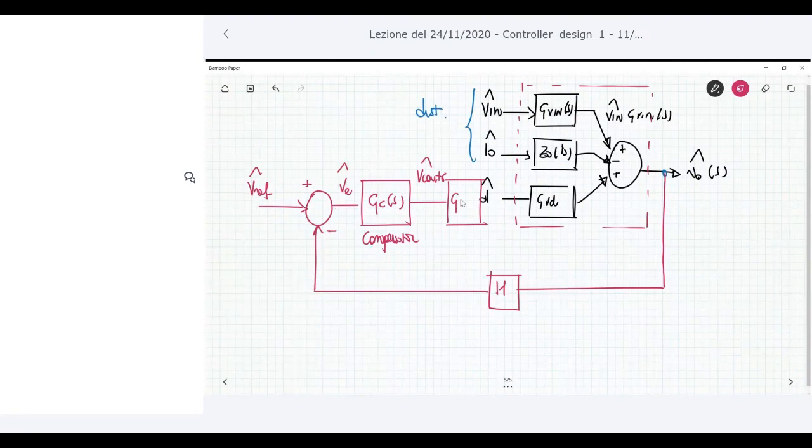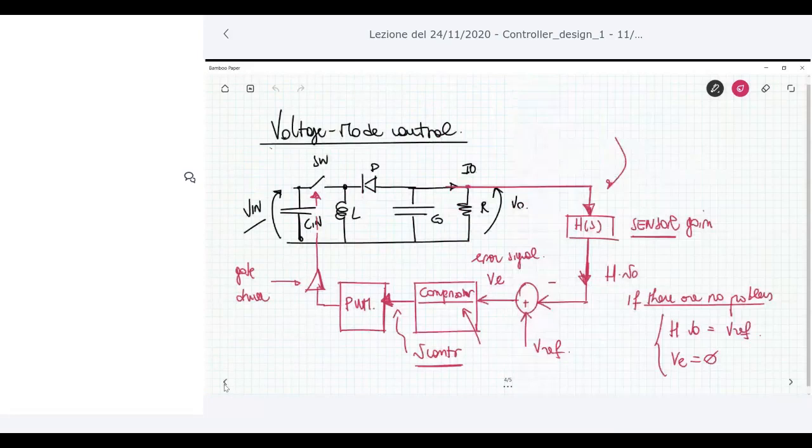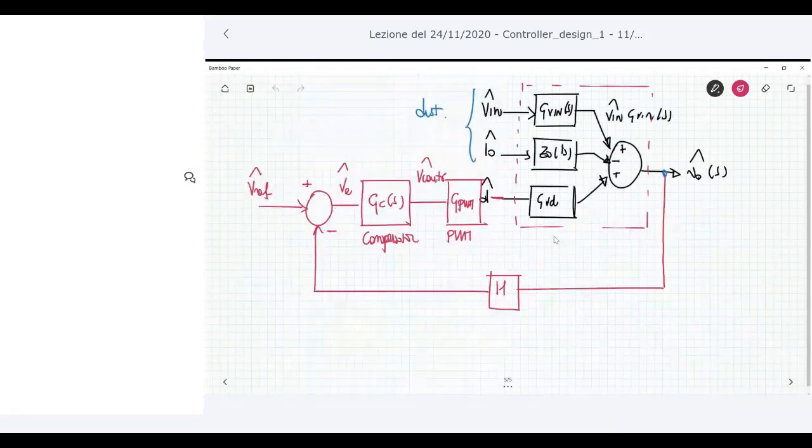The pulse width modulator has another transfer function, which is G_PWM. The variable which exits the pulse width modulator is the duty cycle. So we have this description, which is the same as before, but now I put here the transfer function of each block. I derive the transfer function, which is G_C here, and I define a transfer function which is G_PWM for the pulse width modulator. Okay, this is the converter.